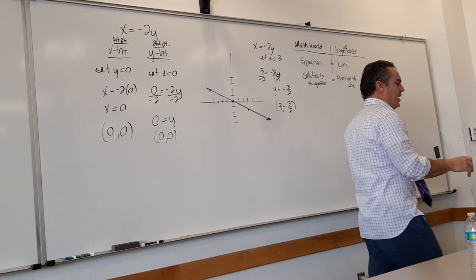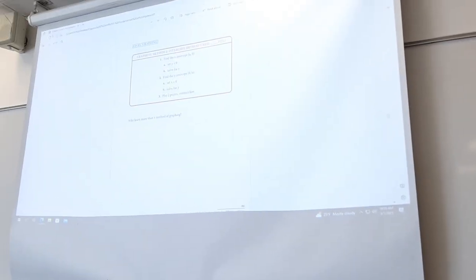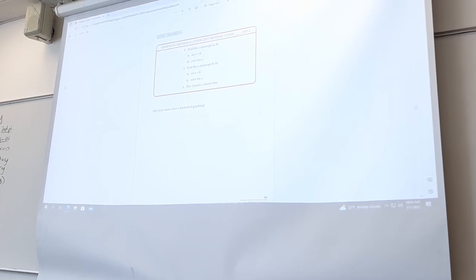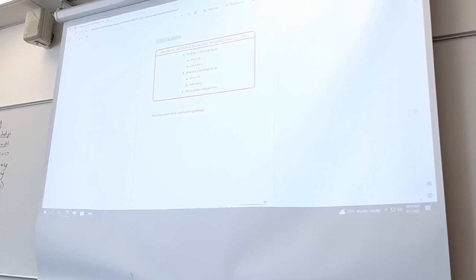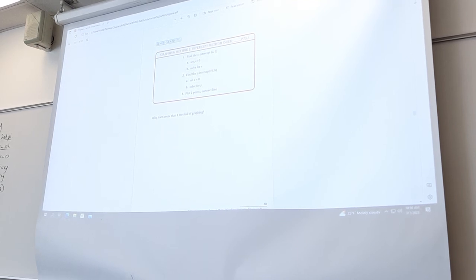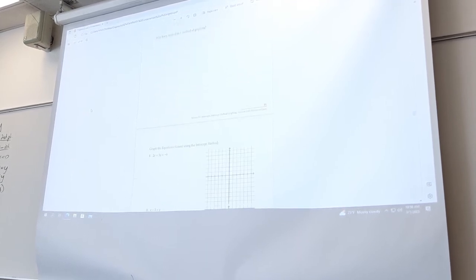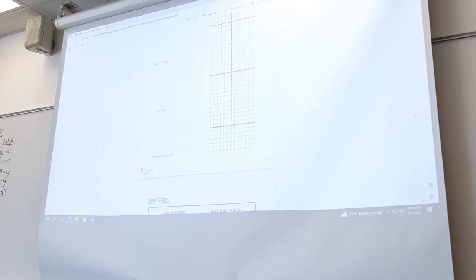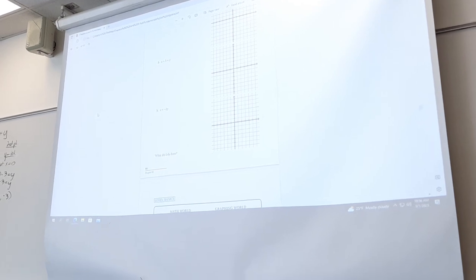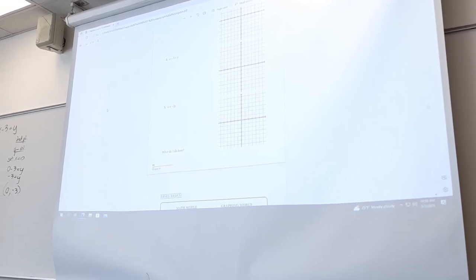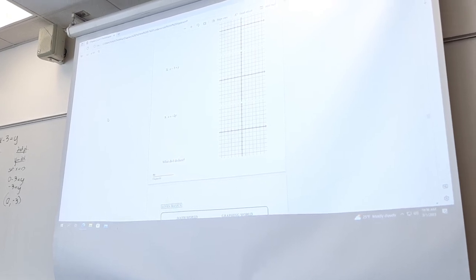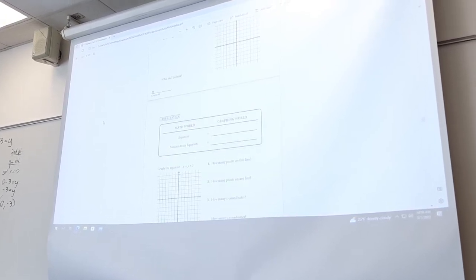On this page, at the bottom, it says, what do I do here on this last problem? The answer to that question is, use plug and chug. Use plug and chug to find the second point. That's the answer to that.